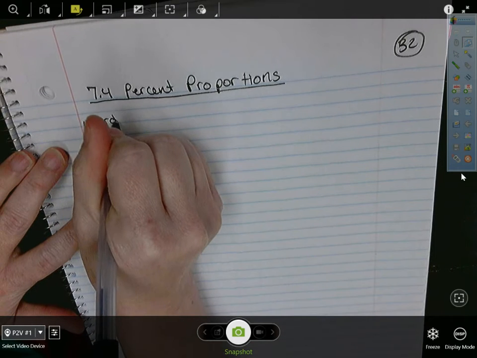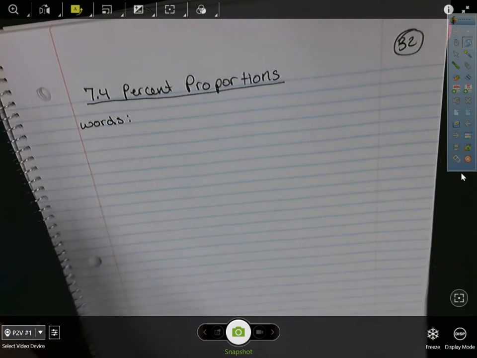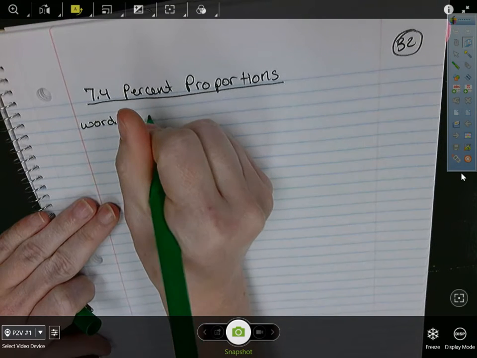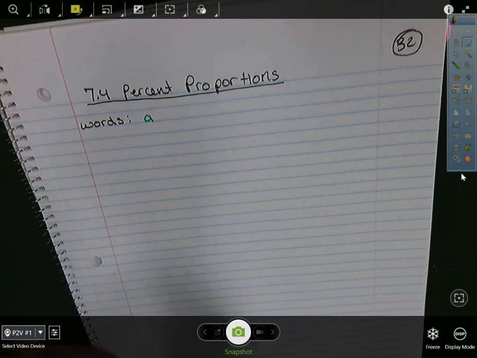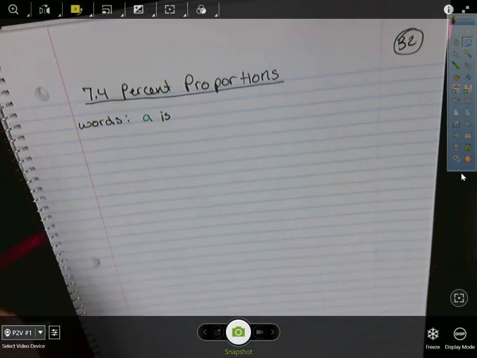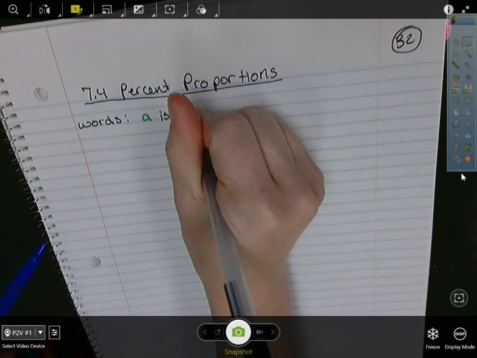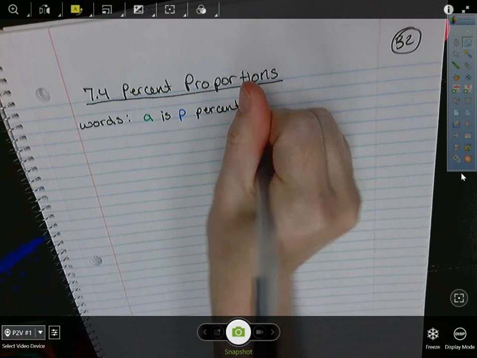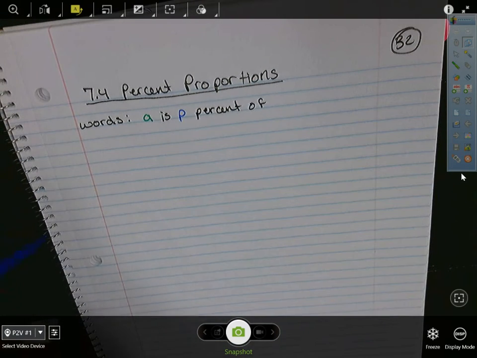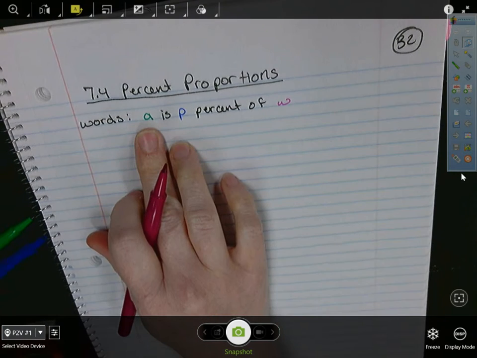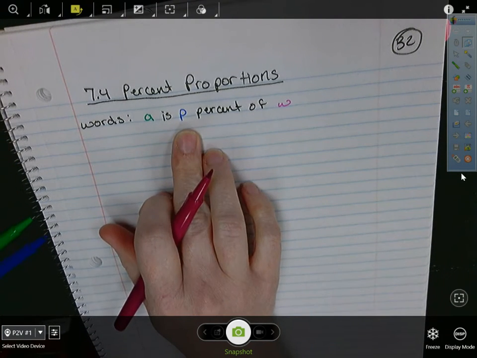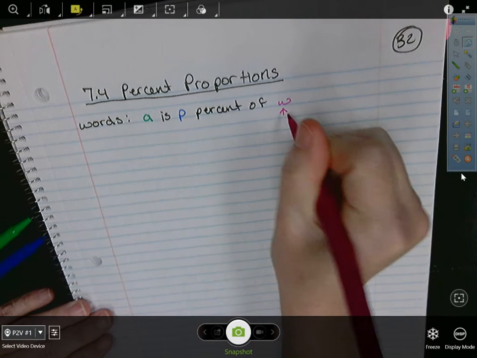Okay, all right, so let's put it into words. In words, we would say A, and let's color code. You should have at least 3 different colors, and we're going to color code. A is, and then this should be a different color, P% of W. Okay, so A is going to represent the part, P is going to represent the percent, and W is going to represent the whole.